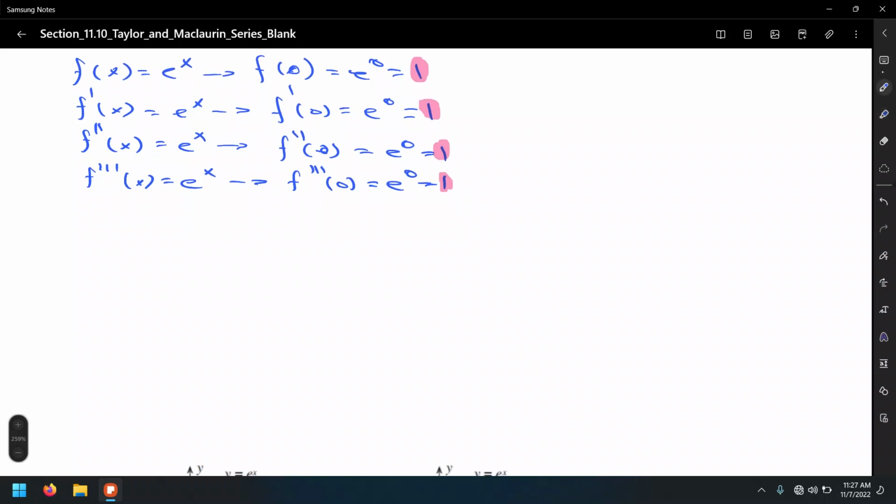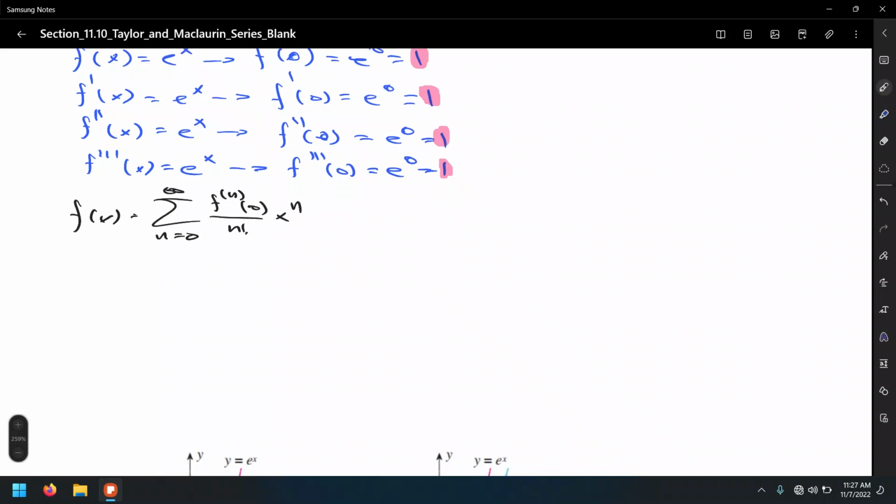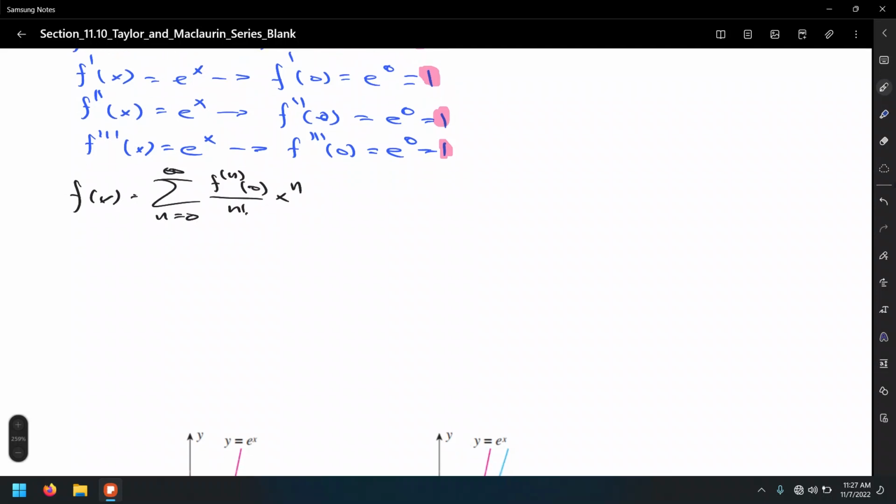And let me write down the formula for f of x equals sigma n equals 0 to infinity, the nth derivative at 0 over n factorial, x minus 0 to the n, which is just x to the n, because it's centered at 0, because it's a Maclaurin series. We'll do an example with the Taylor series later. Maybe not today, but next time.